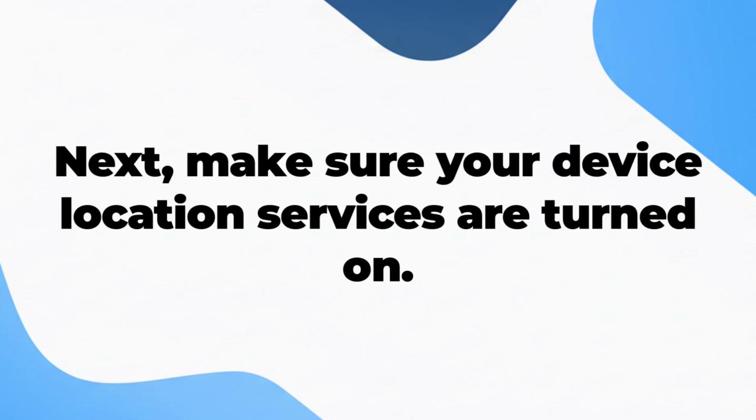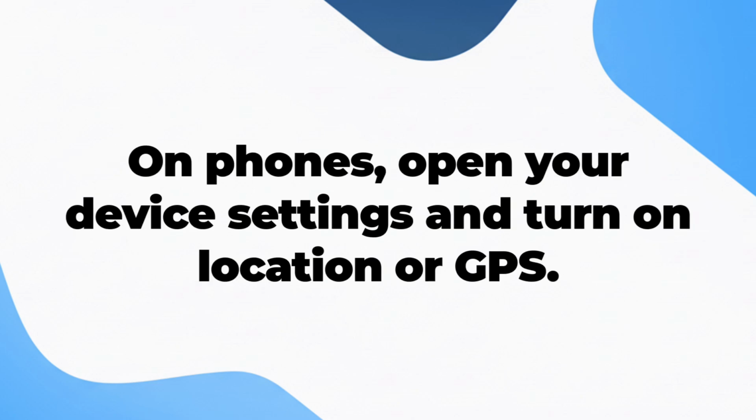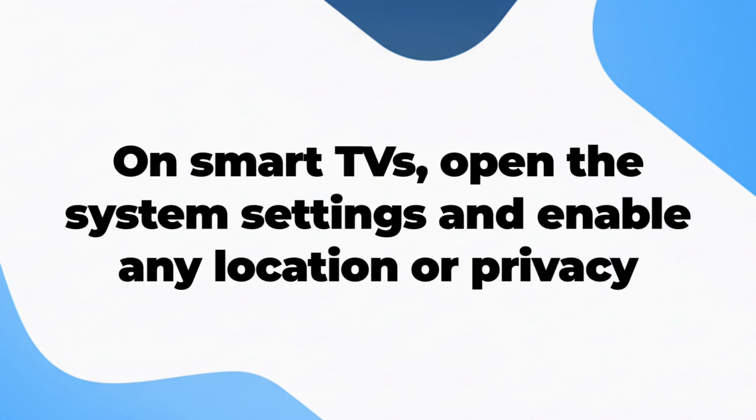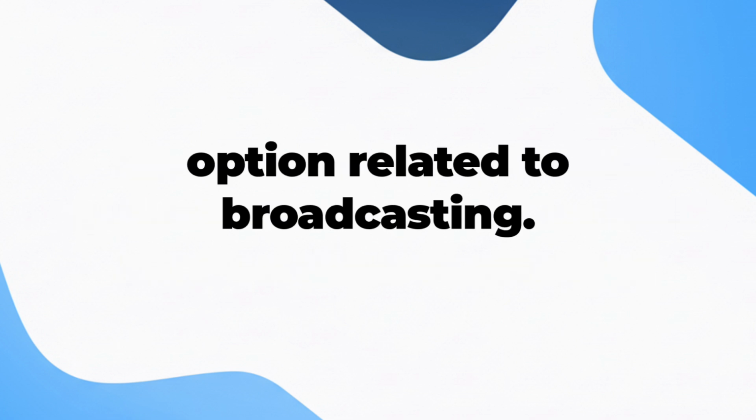Next, make sure your device location services are turned on. On phones, open your device settings and turn on Location or GPS. On smart TVs, open the system settings and enable any location or privacy option related to broadcasting.